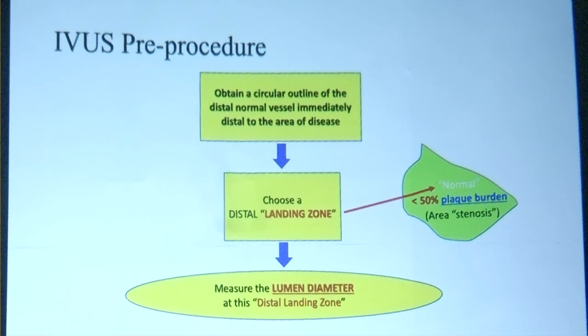Well, obtain a circular outline distal to the lesion and see what that area looks like. Choose a landing zone. The definition of the landing zone is less than 50% plaque burden by area stenosis. This sounds like a pretty liberal number. 50% is a lot. We tend to use a little bit less than that because it gives you better outcomes. But the guidelines or the consensus documents recommend the landing zone to be defined as less than 50% area stenosis.